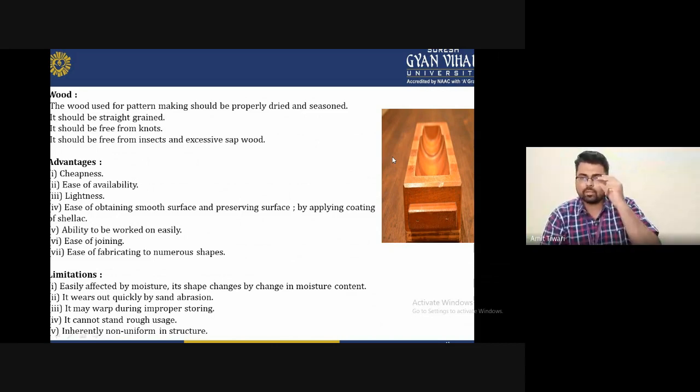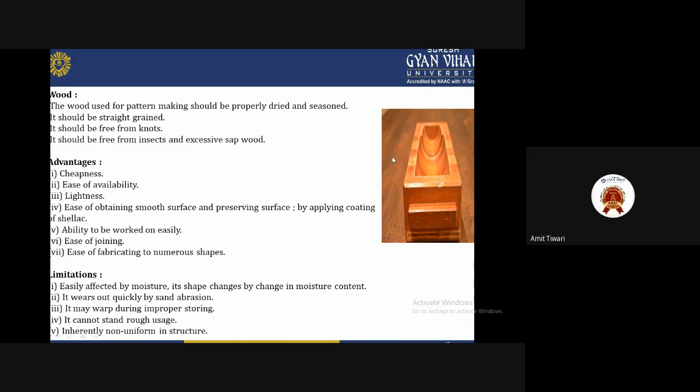There is no raw material that has to be purchased or ordered as a special case. It will be easily available everywhere. Third, it is light in weight. Obviously, if we make the pattern from wood, it is very light in weight. Fourth is ease of obtaining a smooth surface and preserving the surface, by applying a coating of shellac or the like.